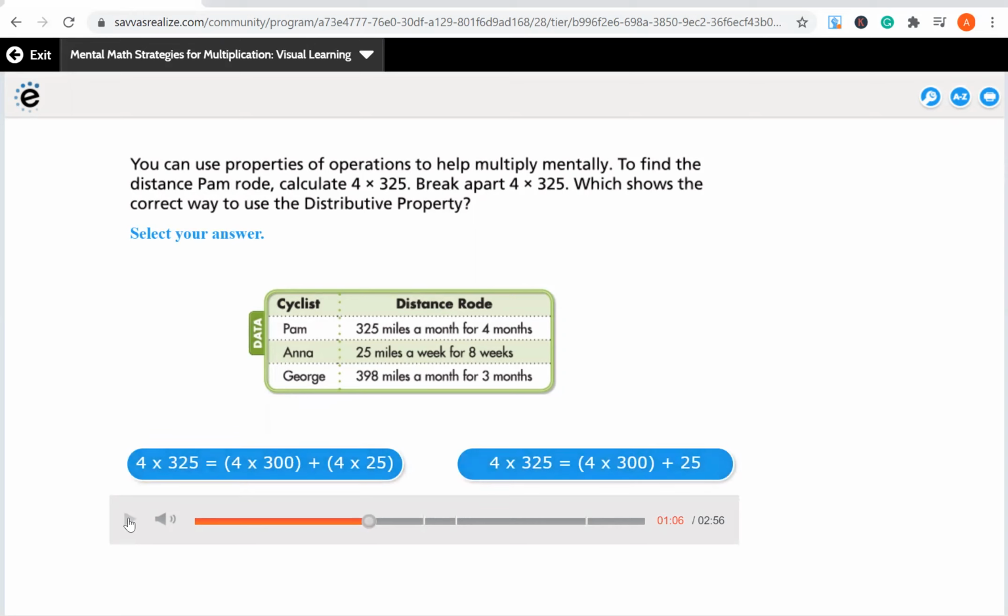So one of the strategies we can use is the distributive property. 4 times 325, we can separate the 325 into 2 numbers. Which one is the correct? Is it 4 times 300 plus 4 times 25, or 4 times 300 plus 25? No, if we separate the 325 into 300 and 25, we have to multiply the 4 with the 300 and the 4 with the 25. So it becomes 4 times 300 plus 4 times 25.